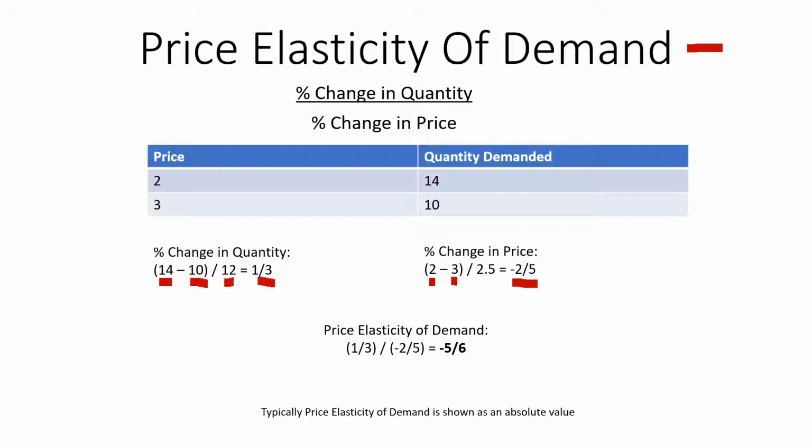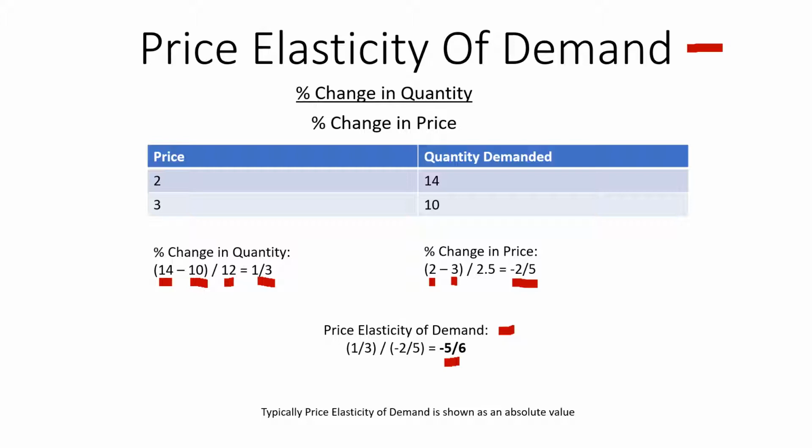Now, to finish off the price elasticity of demand, we simply divide 1/3 by -2/5. This gives us -5/6. -5/6 is our price elasticity of demand. Now, typically price elasticity of demand is shown as an absolute value, and this value would be shown as just 5/6 instead of -5/6, but either way is correct.